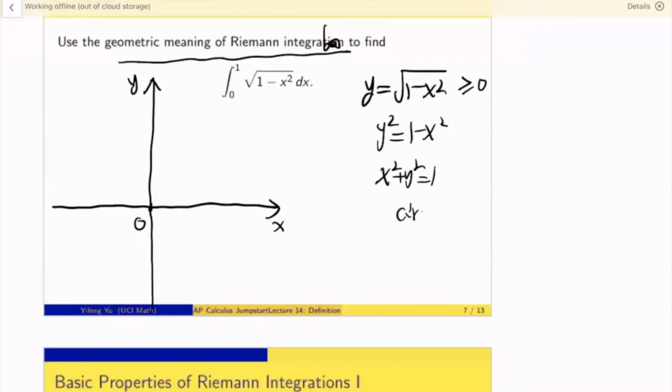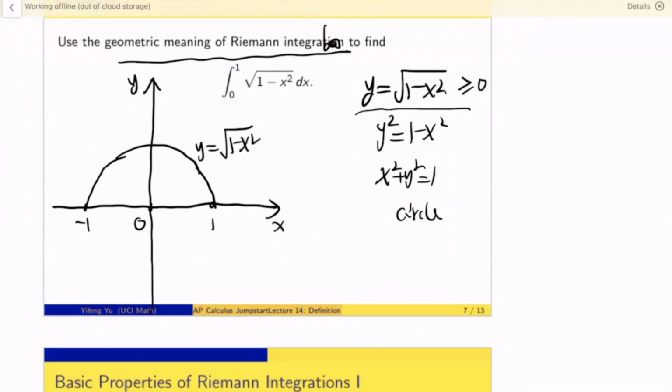Oh, we know this is just the circle of radius 1, right? So this is -1 and this is 1. Okay, so it's just like this. So that's what it is. And y, it's the upper half, because by this formulation, y is not negative. So this is y equal to the square root of 1 minus x squared.